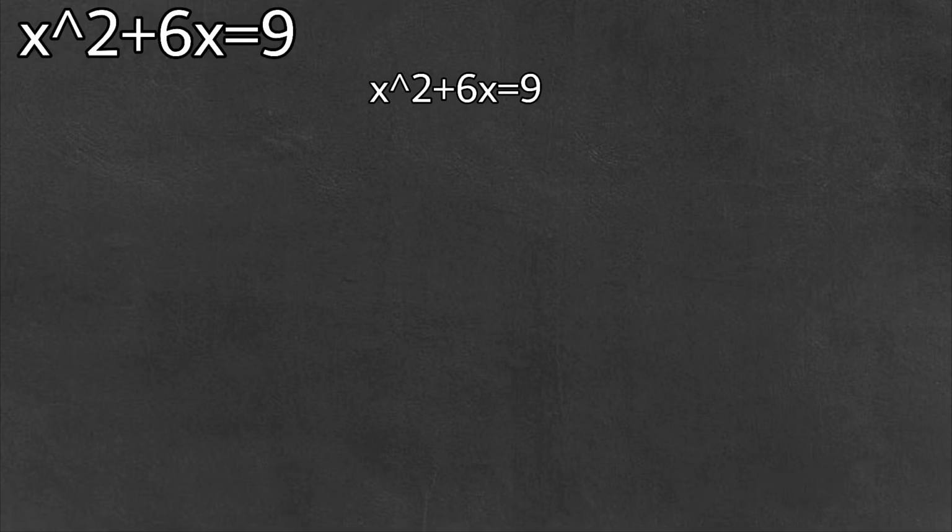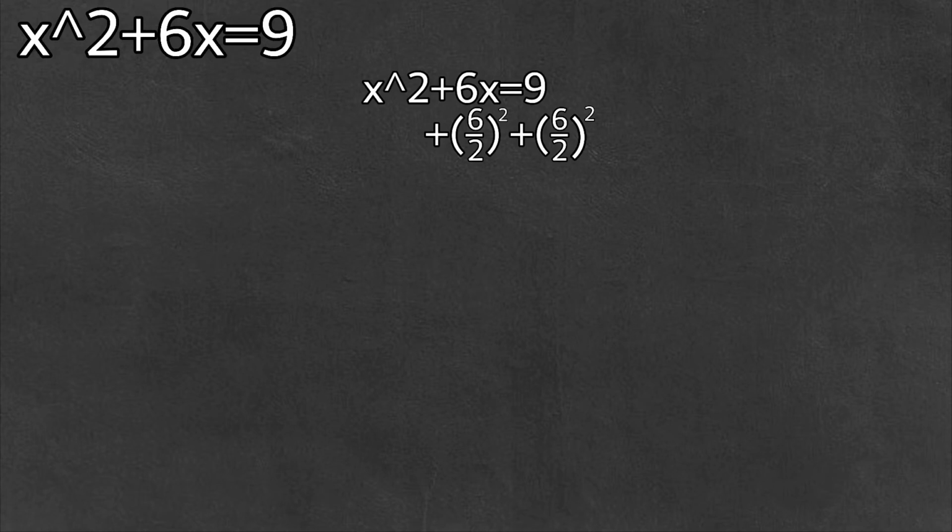The first thing you're going to want to do is to get your b and divide it by 2, and then square it. In our case, 6 is our b, so now we have 6 over 2 squared. So now we're going to add 6 over 2 squared to both sides of the equation.